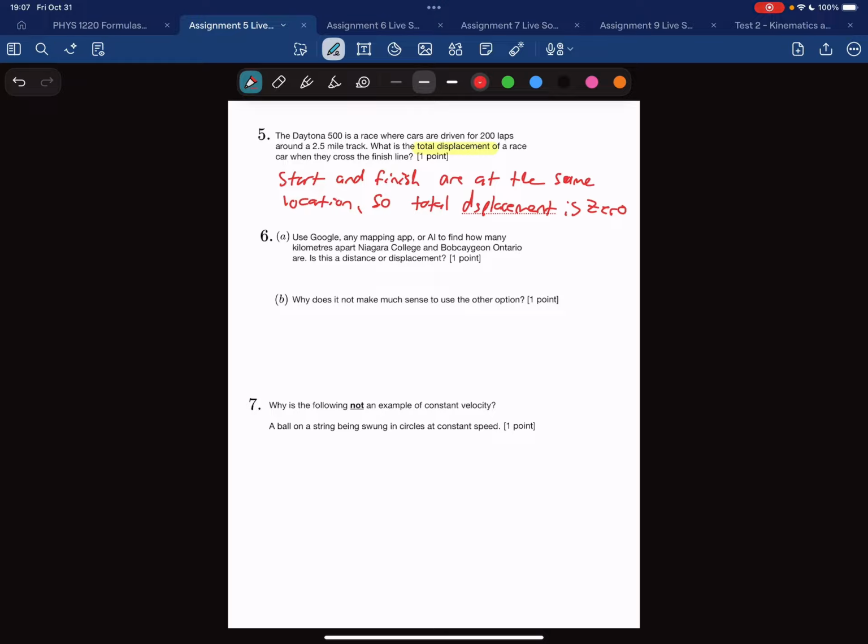6A, use Google, any mapping app, or AI to find how many kilometers apart Niagara College and Bobcaygeon, Ontario are. Is this a distance or a displacement? I used Google Maps, and it gave me a distance. It was about 300 kilometers.